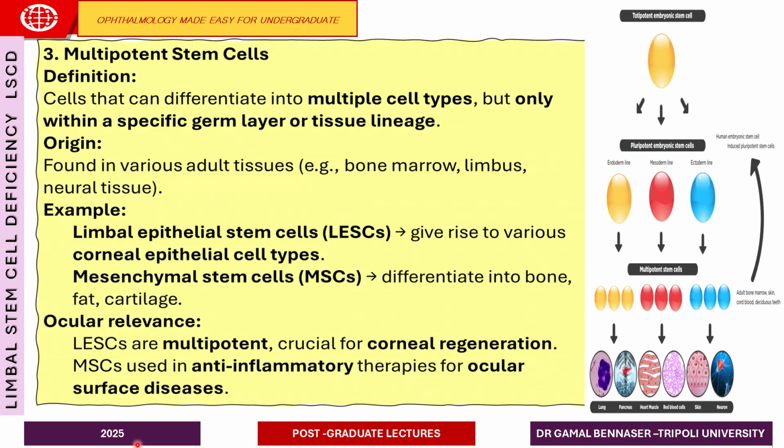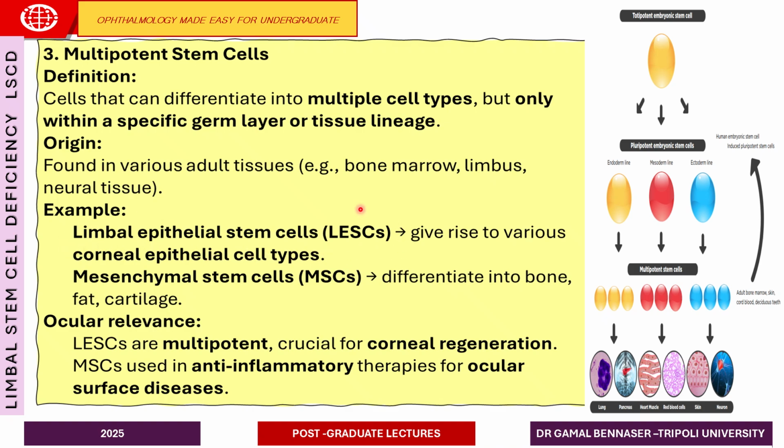However, what we are using in ophthalmology is the multipotent stem cells. Now, the multipotent stem cells are cells that can differentiate into multiple cell types, but only within a specific germ layer or tissue lineage. It means that these cells are capable of multiplying and forming different cells within the same tissue. They will not form other tissues or other structures. For example, these cells are found in the limbus that we are speaking about. They are found in the neural tissues and the bone marrow. And the most common example is the limbal epithelial stem cells.